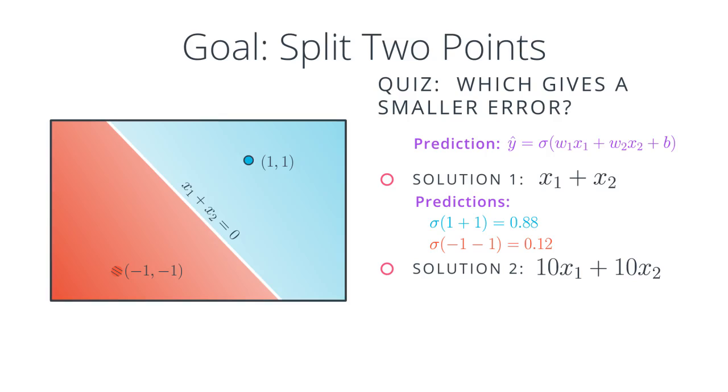The point 1, 1 has a prediction sigmoid of 10 times 1 plus 10 times 1, which is sigmoid of 20. This is 0.9999999979, which is really close to 1, so it's a great prediction. And the point -1, -1 has prediction sigmoid of 10 times -1 plus 10 times -1, which is sigmoid of minus 20, and that is 0.0000000021. That's really close to 0, so it's a great prediction. So the answer to the quiz is the second model. The second model is super accurate.